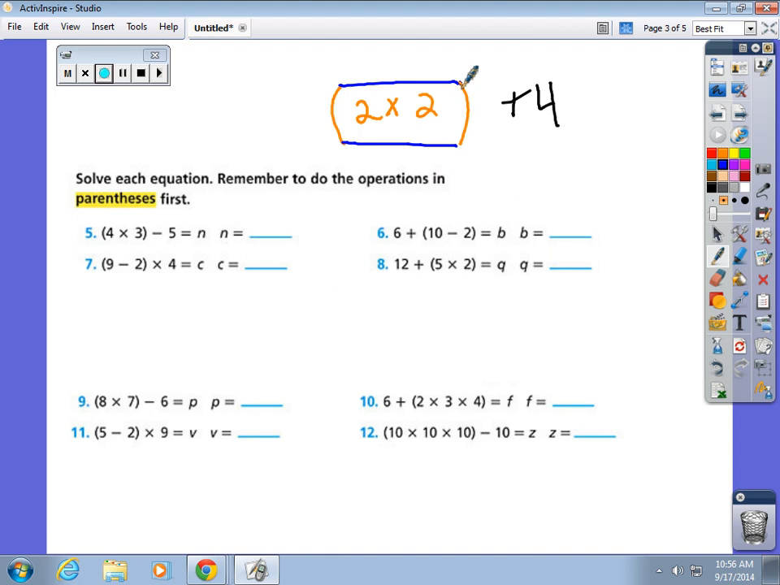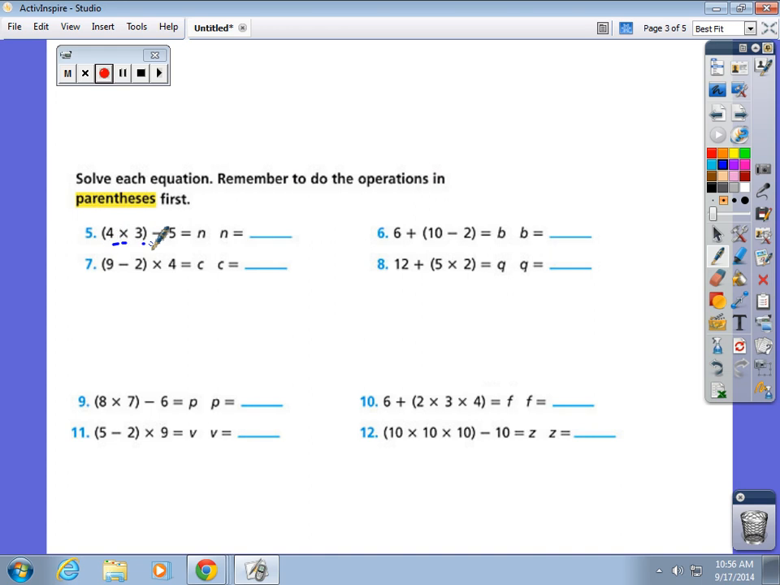So we always want to do the parentheses first, see what's inside our treasure chest. 2 times 2 gives us a 4. So that treasure chest, or that parenthesis group, has a value of 4. So 4 is in our parentheses, and 2 times 2 plus 4 gives us a total value of 8. Let's start here by solving a couple on the bottom of page 39.